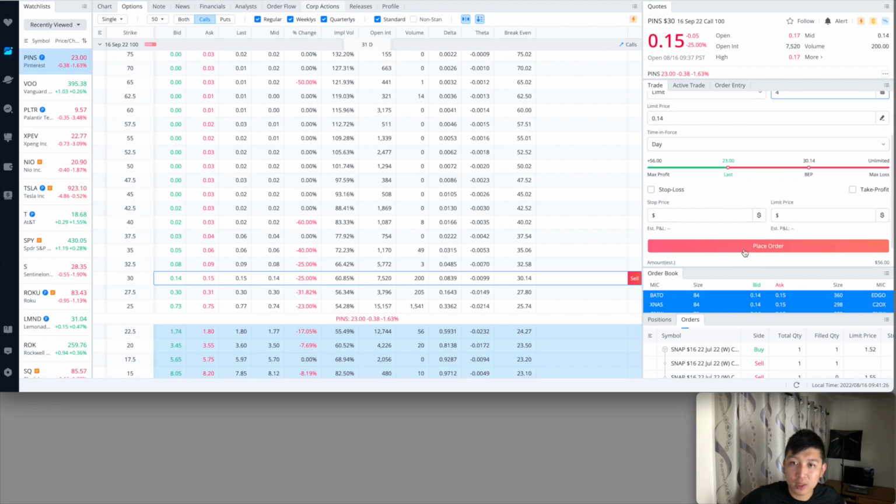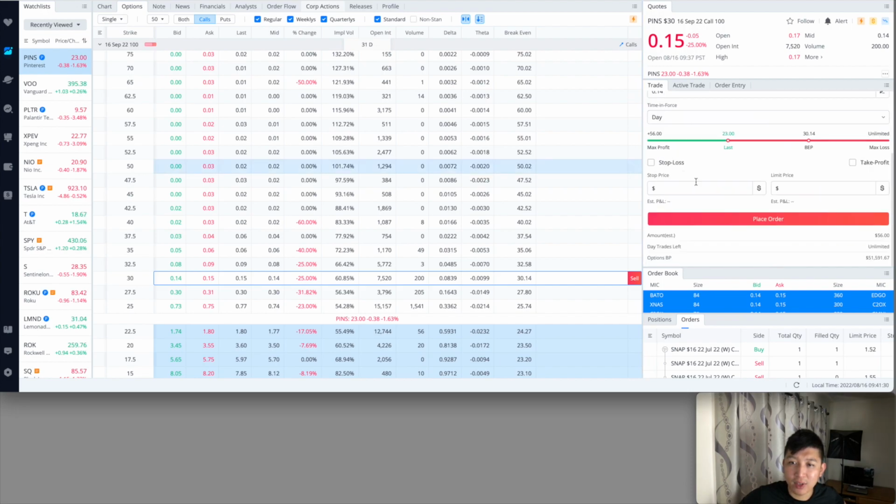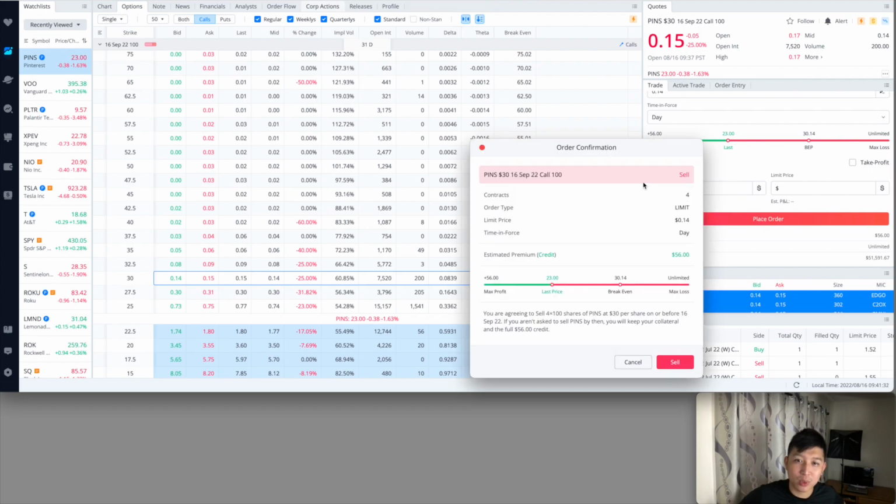All right, everything looks good, I think. Max profit, $56 out of a couple thousand dollars investment, which is really bad. Don't do this, by the way. This is just for entertainment purposes. So I'm going to go ahead and sell. So everything looks right, right?